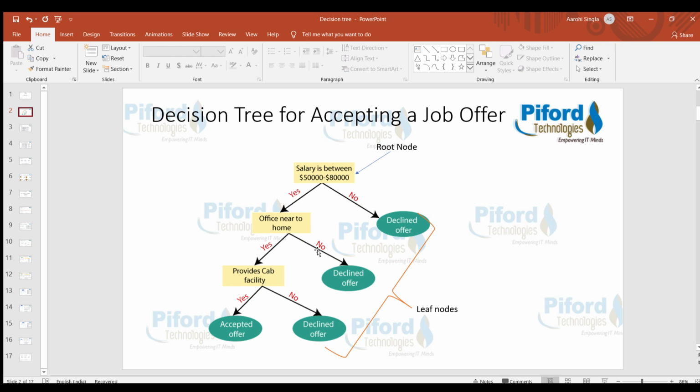If office is not near to home, then decline offer. And if office is near to home, then check whether they provide cab facility or not. If they don't provide cab facility, then decline offer, and if they provide cab facility, then accept offer. So this is a decision tree for accepting a job offer. So the very first node is root node, and all the nodes which are in green color, these are called leaf nodes.